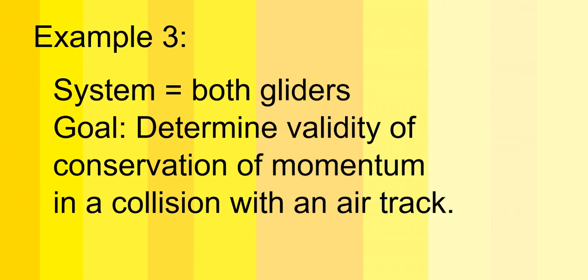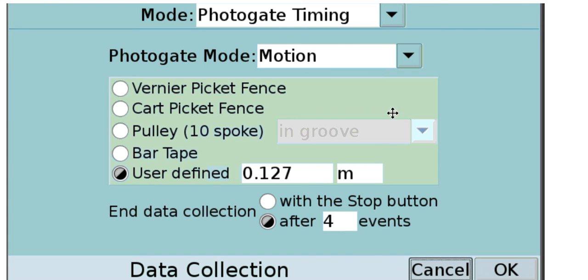Our third example is going to involve an air track with gliders. We're going to include, again, our system as being both gliders. And the goal is, again, to look at conservation of momentum in a collision involving an air track. We're actually going to use photo gates for this. In order to set up the photo gate, we're going to go into the LabQuest for photo gate timing and change it from the default, which is the Vernier picket fence, to user defined, and the length of the cart is 5 inches. And we're going to end the data collection after 4 events, and we'll explain why that needs to be the case in just a second.